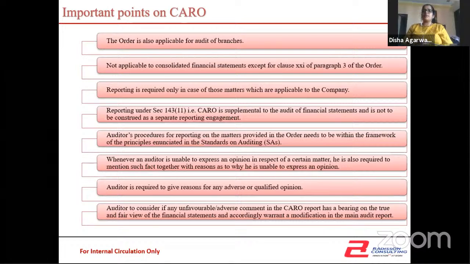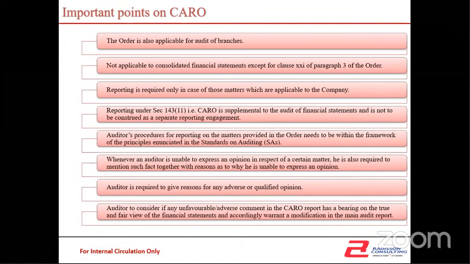If an auditor is not able to express an opinion on a certain matter, he needs to state the fact why he is not able to express. The auditor is required to give reasons why it is an adverse or a qualified opinion. The auditor has to consider that if there are any favorable or adverse comments in the CARO, the auditor might consider bringing them out in the main financial report.